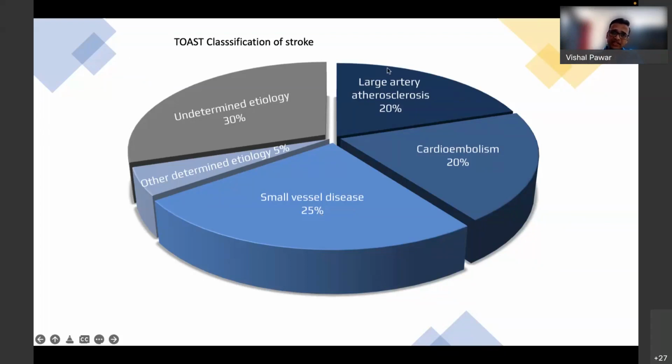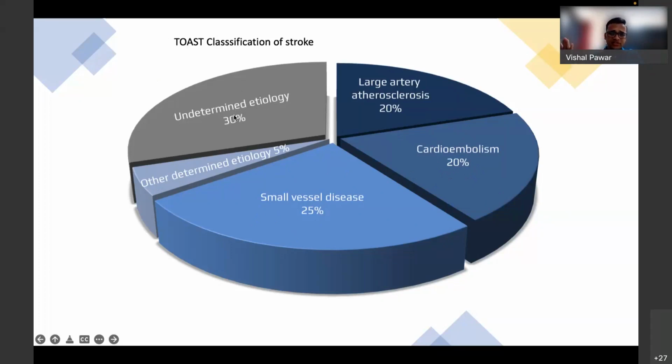And the patients can get large artery atherosclerosis leading to stroke, or cardioembolic stroke, like a patient can have atrial fibrillation with a thrombus leading to embolism. Patients can have small vessel disease like lacunar infarction. Patients can have other determined etiologies like hypercoagulable states such as sickle cell anemia or other prothrombotic states. And another thing, the last one is undetermined etiology.